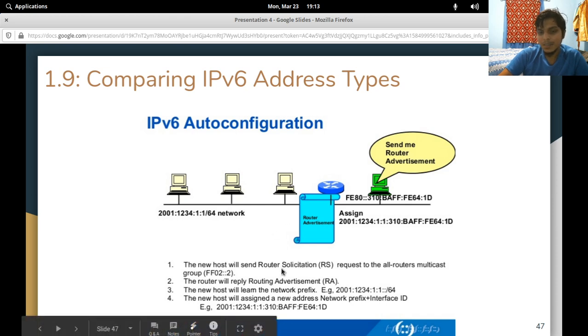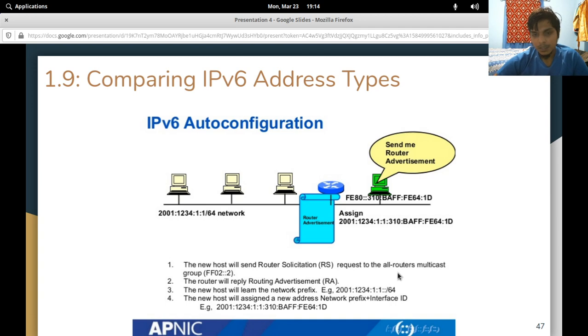So when the router gets this RS or router solicitation message, it replies with a router advertisement message, the RA message. Through this RA message, the new host will learn the network prefix. So this is like what a network prefix will look like. And then the new host will assign itself a new network prefix plus interface ID. So it will use that EUI64 method, and it will create its own full 128-bit IPv6 address using this prefix.